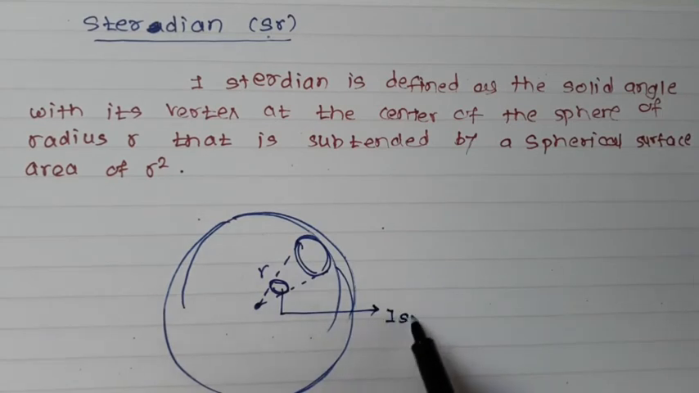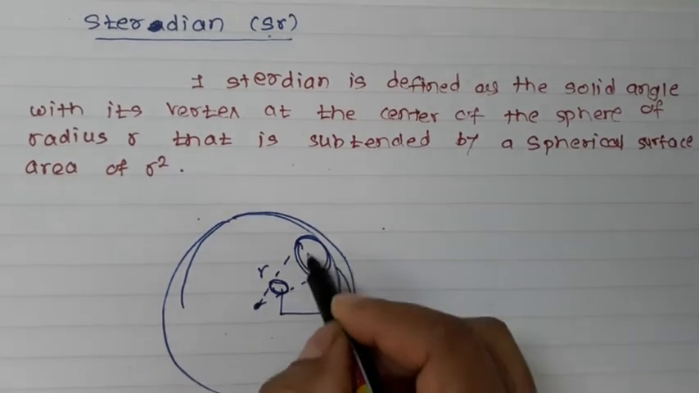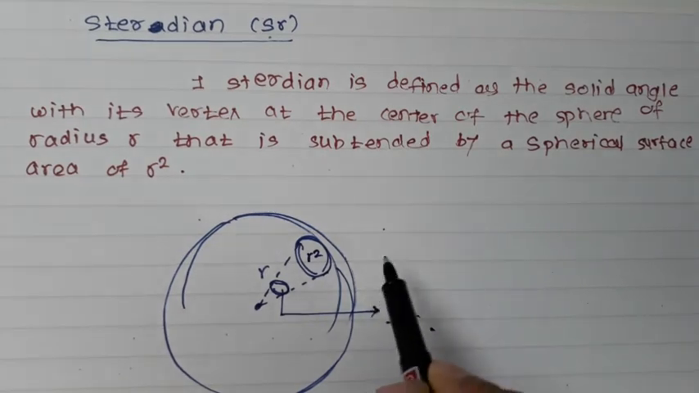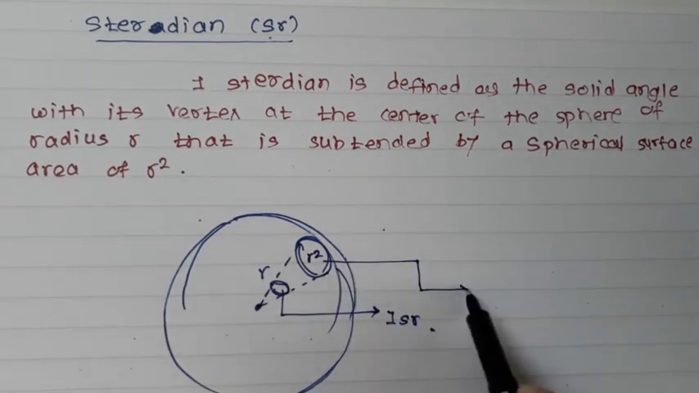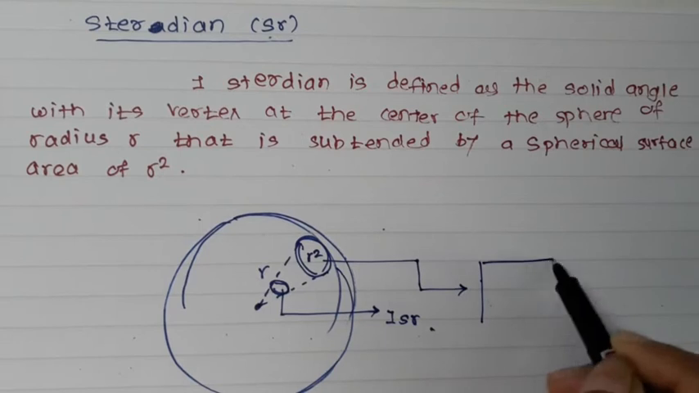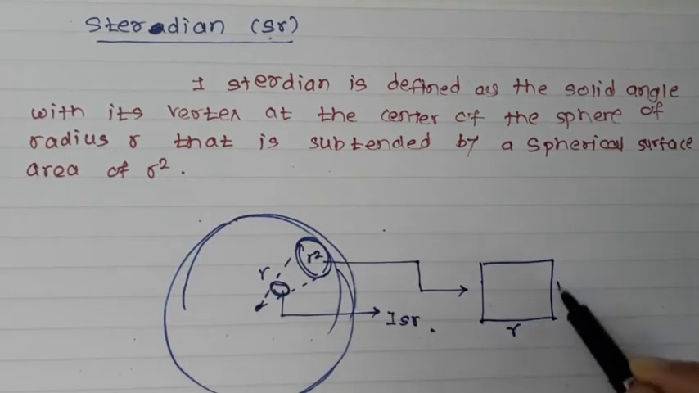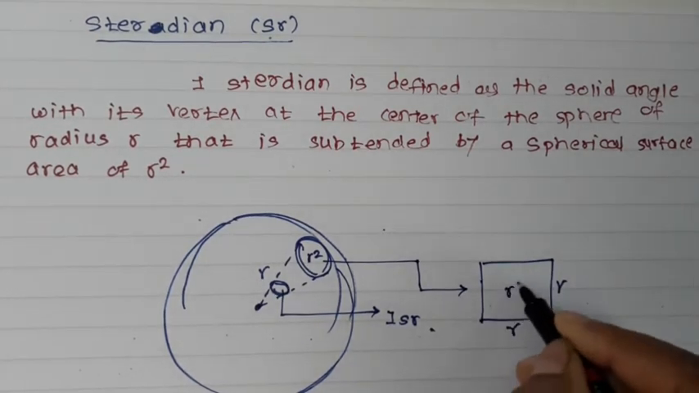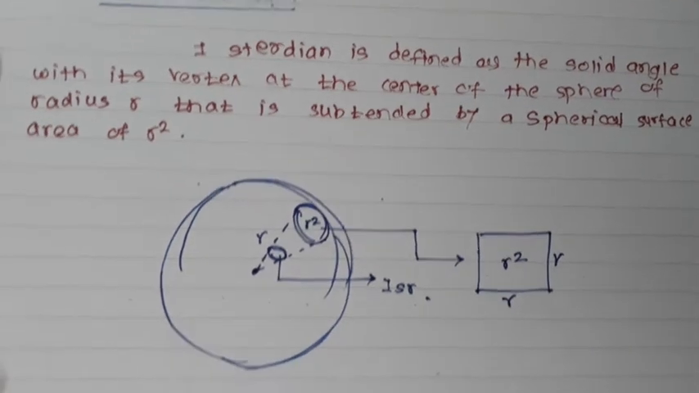So this will be the one steradian. And this area will be R square. Now let us elaborate this area, where I will have this as R and this as R. So the area will be R square over here.